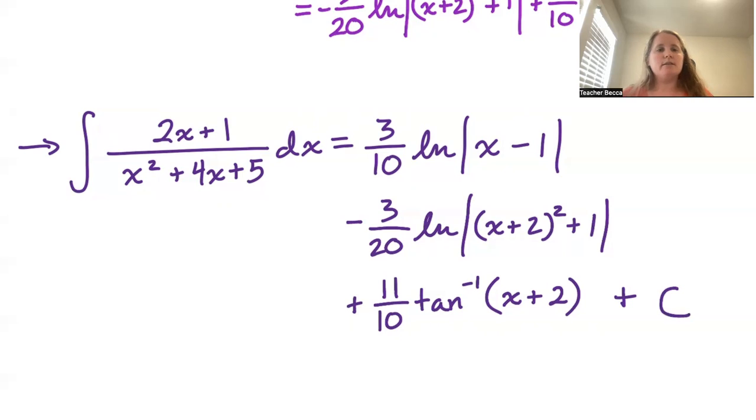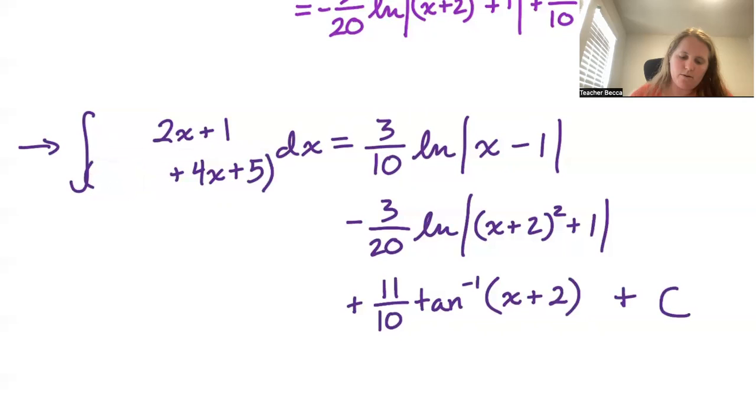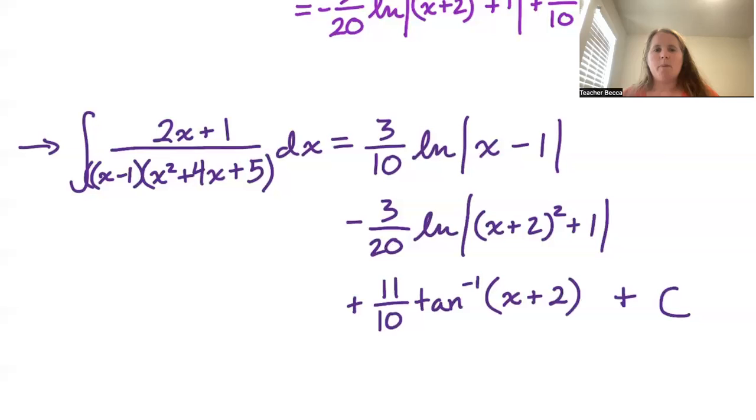So partial fractions. Sorry, I missed a factor in my integral. We were looking at the integral of 2x plus 1 over x minus 1 times x squared plus 4x plus 5. Sorry about that.